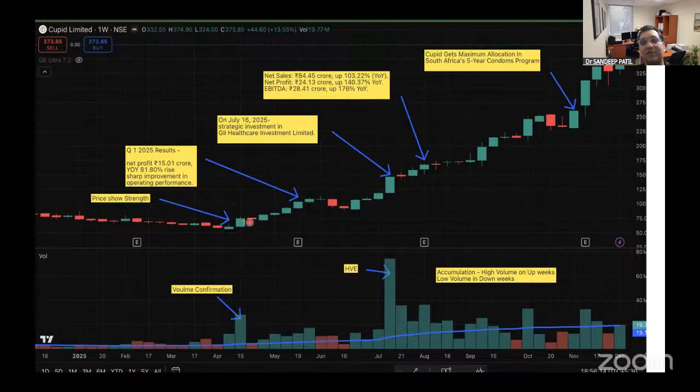And look at this, when these red candles are coming, volume is going down. When there are green or bullish candles, volumes are high, and there is even the highest volume ever in the company's history here. Highest volume ever at this point, and it is going up, going up, going up, and volume is confirming the whole action. During accumulation, what happens is high volume on up wicks and low volume on down wicks. That's called accumulation. Every time it has accumulated, the price has gone up.